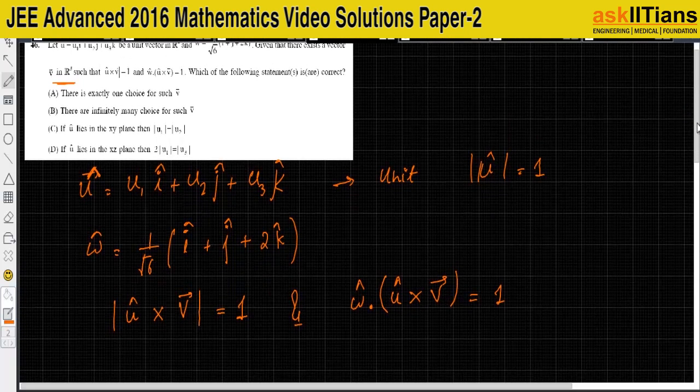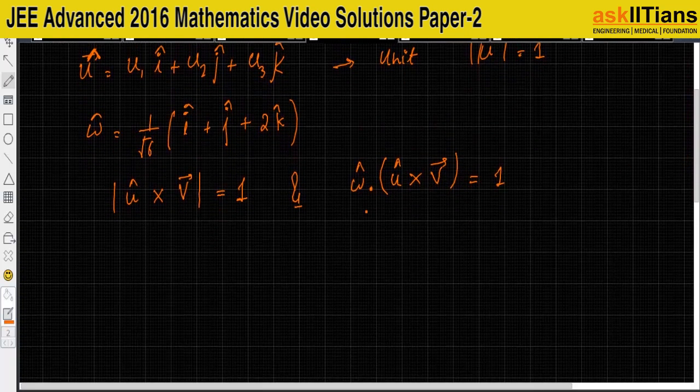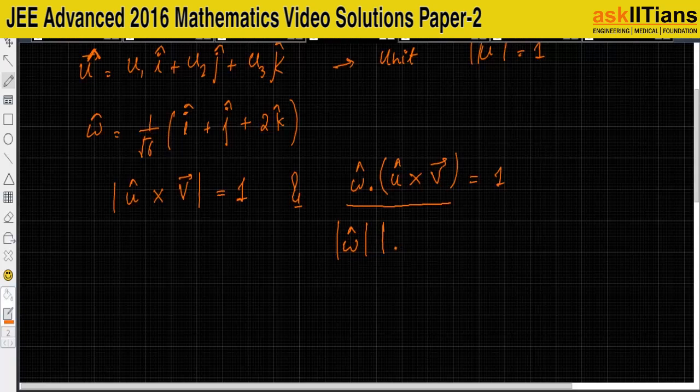Both w and u are unit vectors. If I apply the definition of dot product, a dot b is mod a mod b cos theta, so this will be mod of w cap into magnitude of u cap cross v, which is another vector, into cos of theta. Theta is the angle between these two vectors, and this should be equal to 1. I already know that w cap is a unit vector, so this will be just 1.